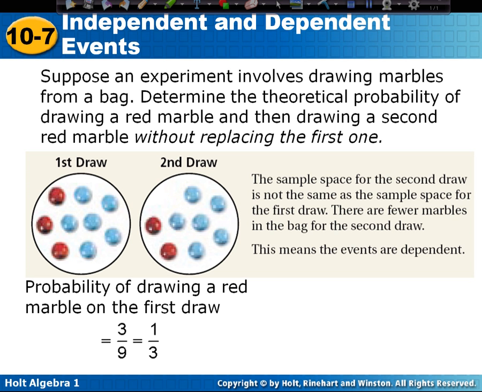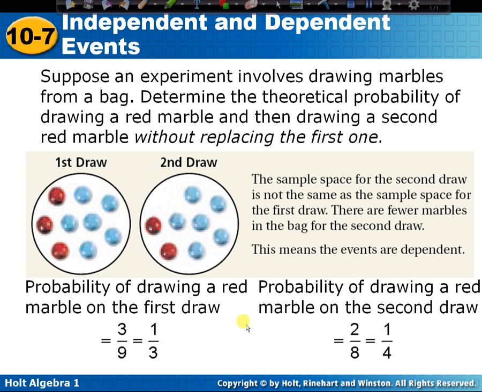The probability of drawing a red marble on the first draw is 3 out of 9, because 3 out of the 9 marbles in the bag are red, which is 1/3. The probability of drawing a red marble on the second draw, there's only 2 red marbles the second time, and there's only 8 marbles total. So that's 2 out of 8, which is 1/4. So these two probabilities are different.